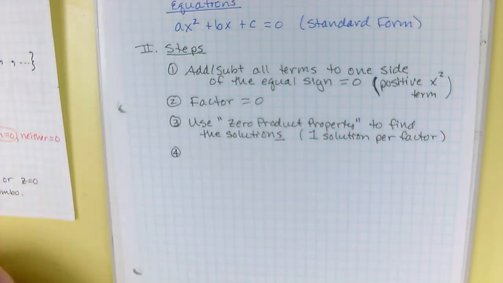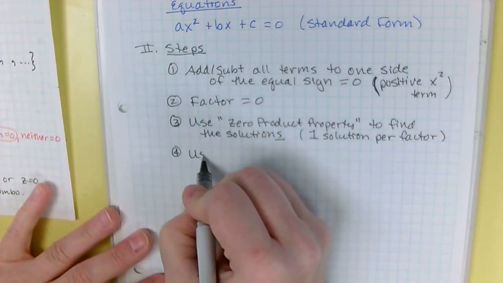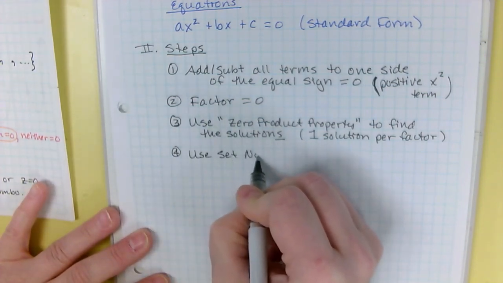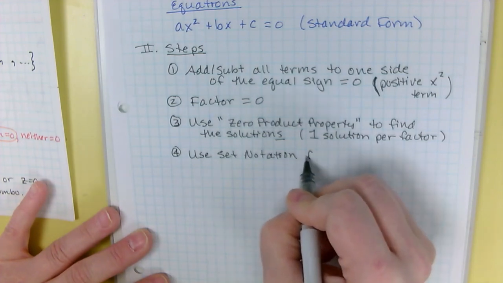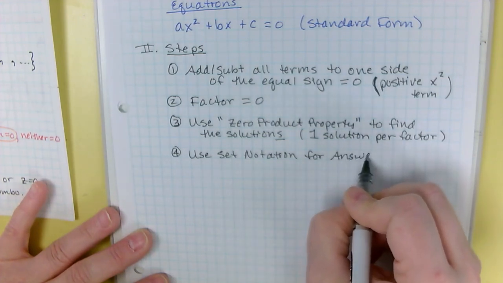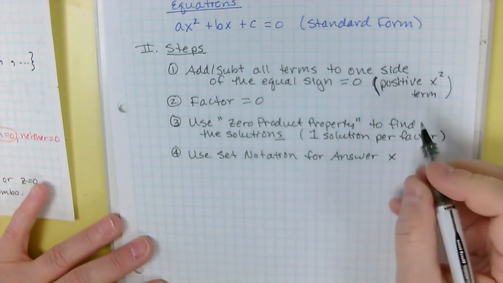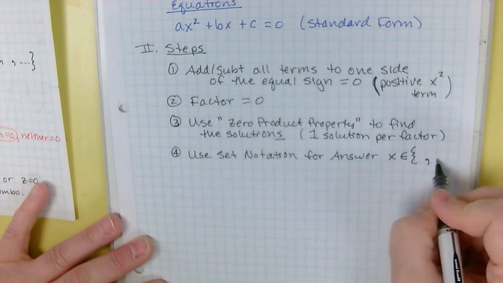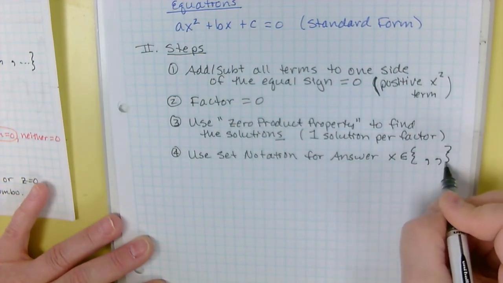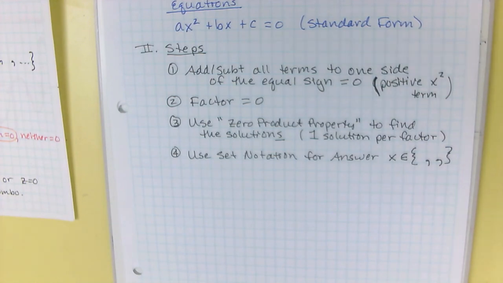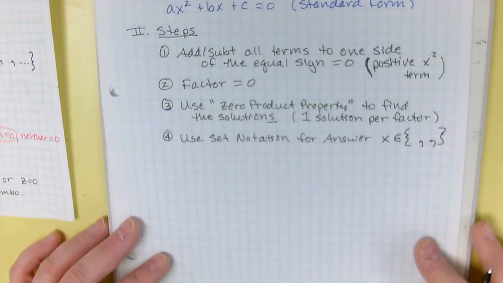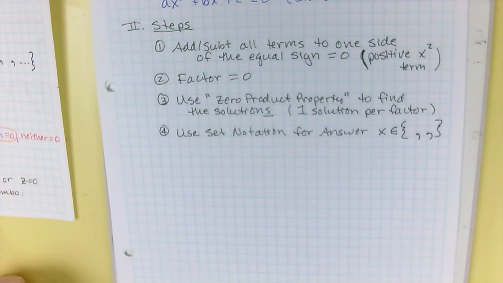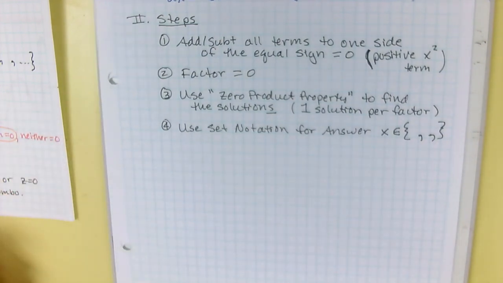Your last step, number 4, is you're going to use set notation for the answer. We've already practiced this, but x is an element of the set containing, and then you list the solutions with commas in between them. And that's how you list multiple solutions, in set notation. You do not use parentheses, because parentheses mean x and y, and we're just going to be solving for x. There won't be a y, so we can't use parentheses.